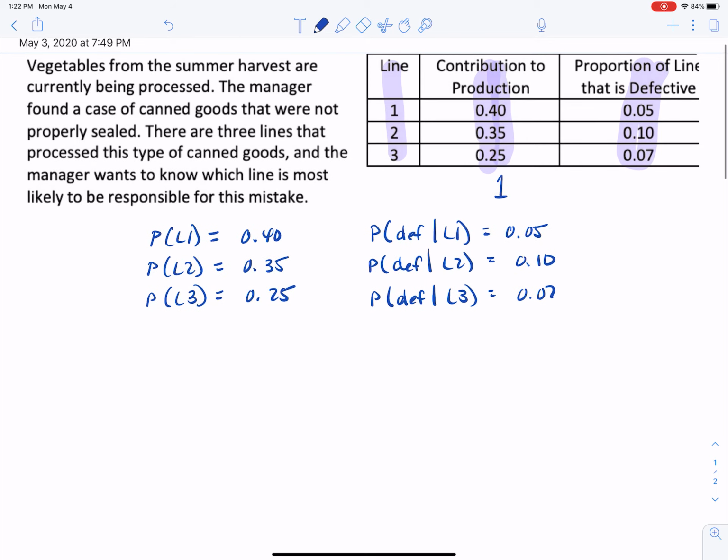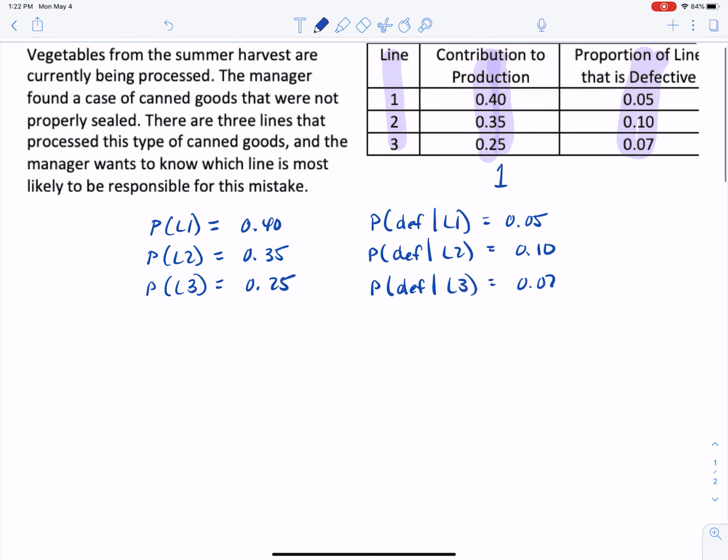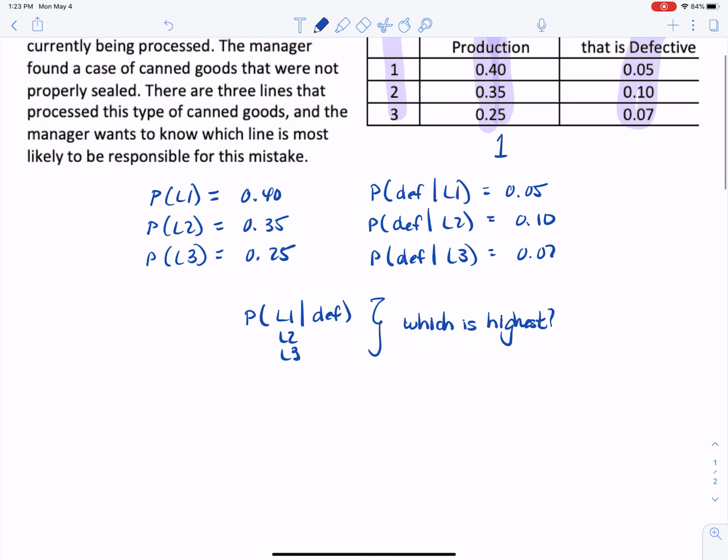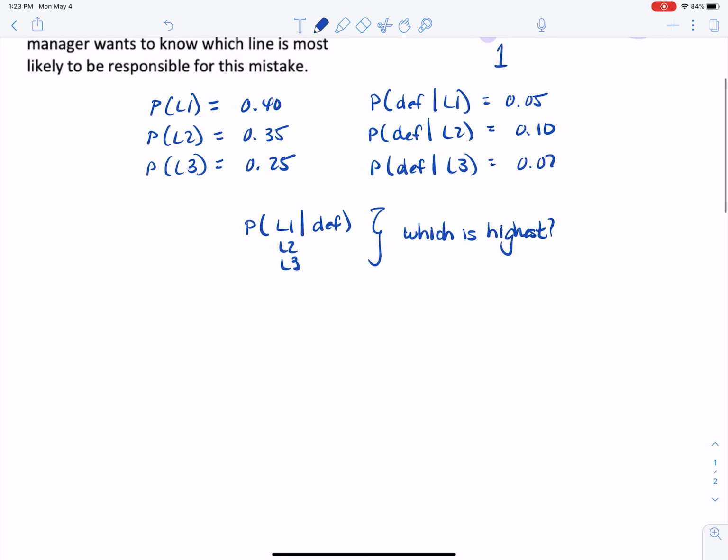So, how do we start this? Well, what do we want? We want to know, flipping it around, the probability that it came from L1 given that it's defective, or L2 or L3. So we're looking for which one of these is highest. How do we organize this information? We look at a tree diagram.